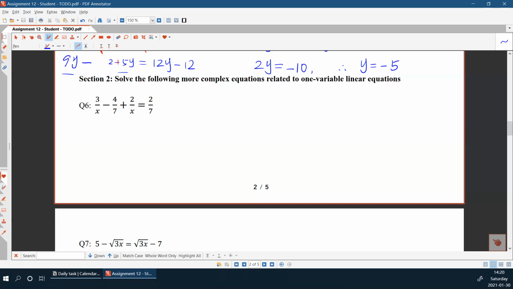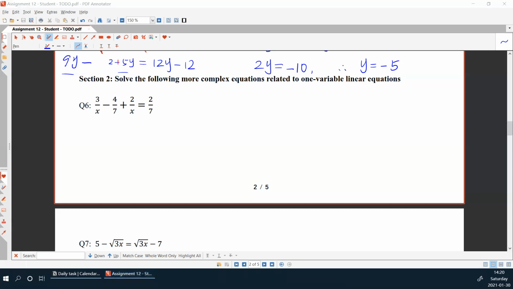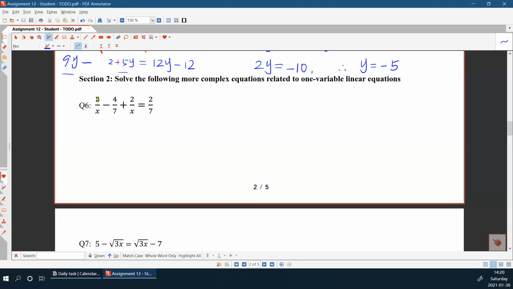Okay, question 6. Note that we can merge these two terms together, right? Because they have the same denominator. Same denominator. Can merge.